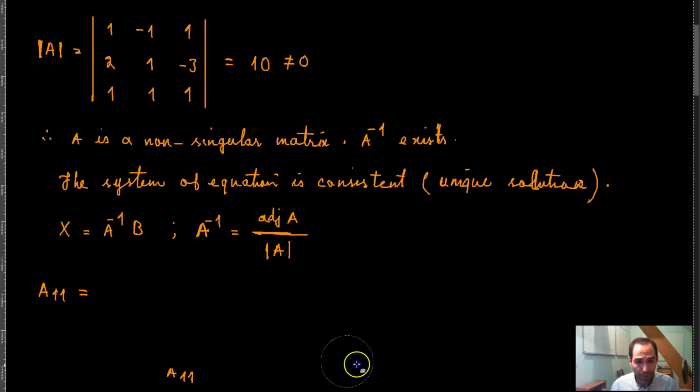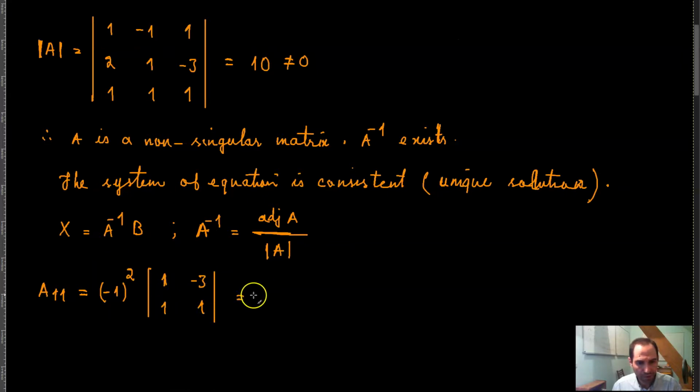Therefore you can say that the cofactor A of 1, 1 is negative 1 raised to the power 1 plus 1, which is 2, times the minor of that element 1, 1, which is this determinant. Delete the first row and the first column, so you get 1, negative 3, 1, 1. And so you get positive 1 times 1 minus negative 3, which is 1 plus 3, which is equal to 4.